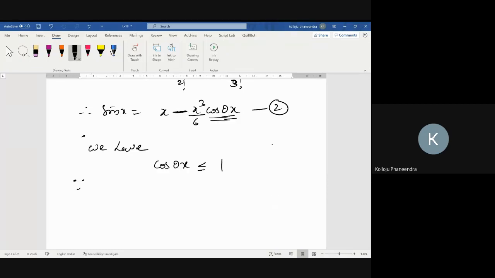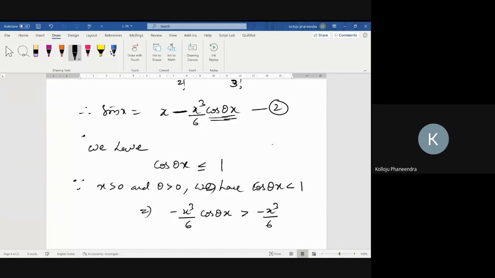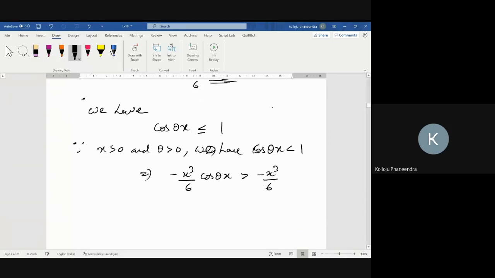Next, since x is greater than 0 and theta is greater than 0, we have cosine theta x less than 1. Now multiplying on both sides by negative x cube by 6, cosine theta x is greater than minus x cube by 6. I think it is clear now, right? The first condition is the range of cosine, the maximum value of cosine theta x. But since both are greater than 0, this cosine theta x is less than 1.